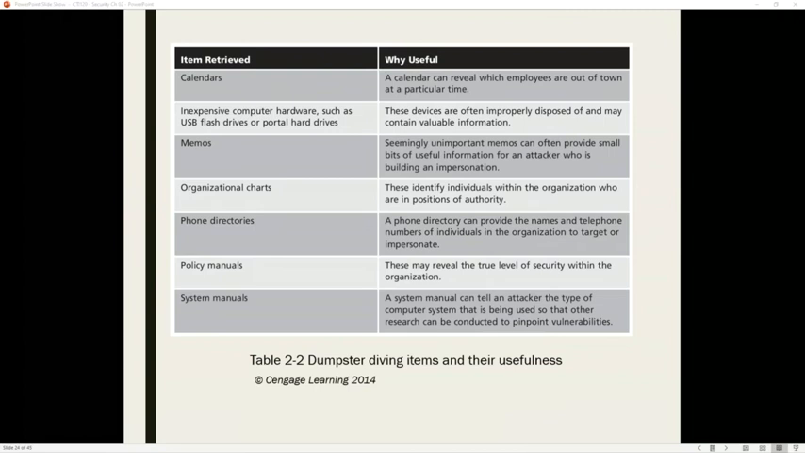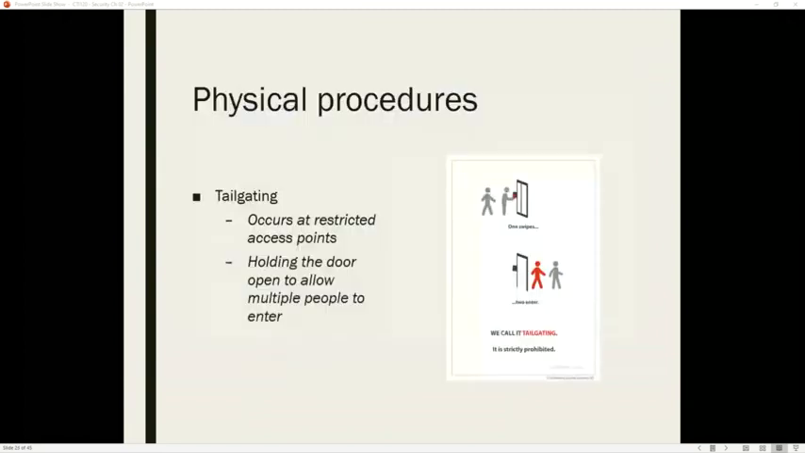System manuals are likewise very dangerous because they can tell you what type of computer systems are being used, so that we can use other types of research to pinpoint vulnerabilities. We can find ways and means to try and break in, if they're using a particular type of accounting software, or if they're using a particular type of network interface card that has a known vulnerability. Those things can be aggregated together to try and break in and steal more information.